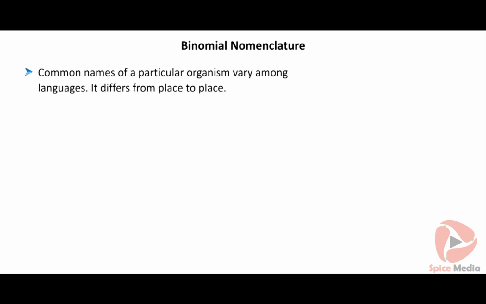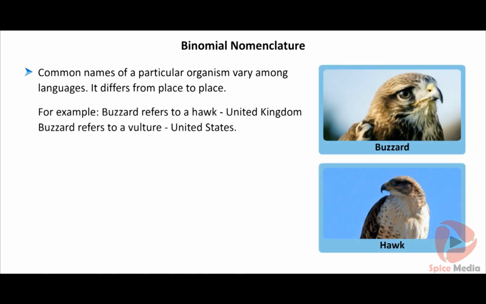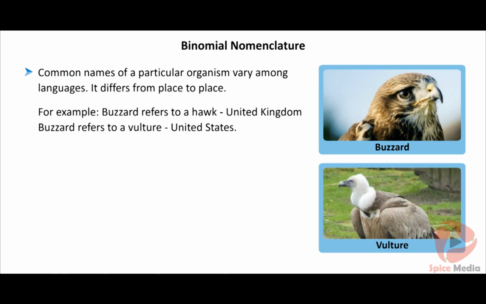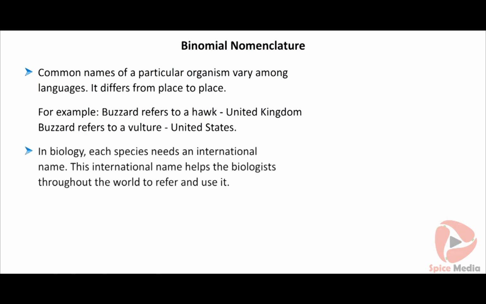Binomial nomenclature. Common names of a particular organism may vary among languages. It differs from place to place. For example, buzzard refers to a hawk in the United Kingdom. Buzzard refers to a vulture in the United States. Hence, common names cannot be used in the classification system. In biology, each species needs an international name. This international name helps biologists throughout the world to refer and use it.